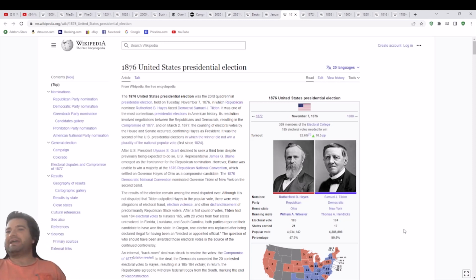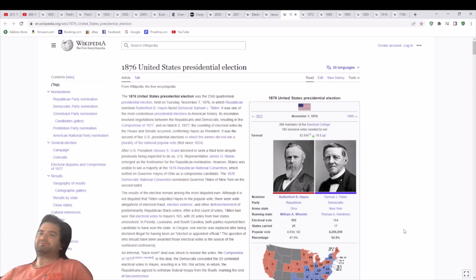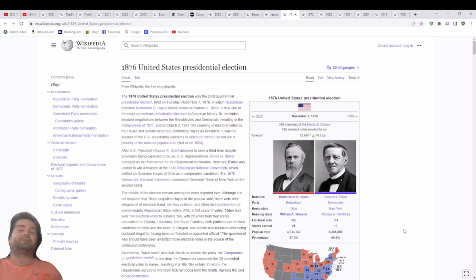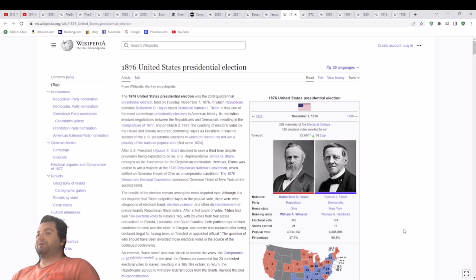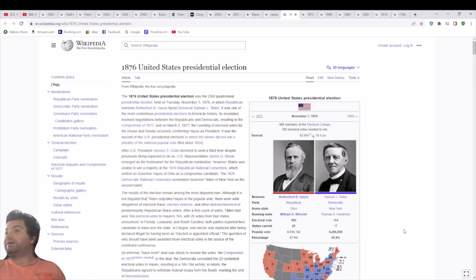1876, Rutherford B. Hayes versus Samuel Tilden. There was no riot, no real protest. It was harder to mobilize, but even still, they could have, and they didn't. The reason why I ranked this one higher than the one that actually had a riot was it worked. The attempt to overturn the results of the election worked.